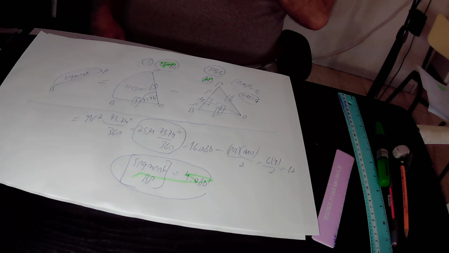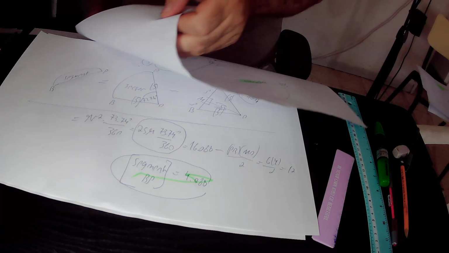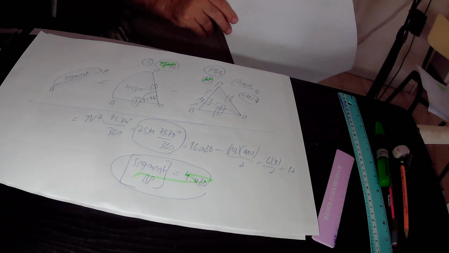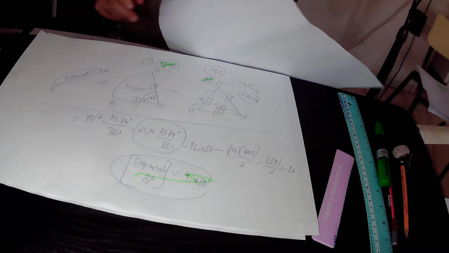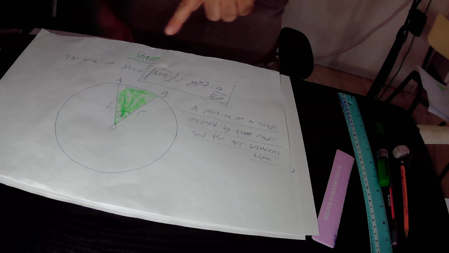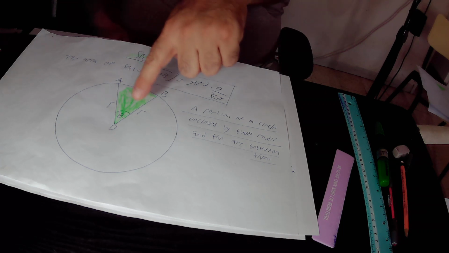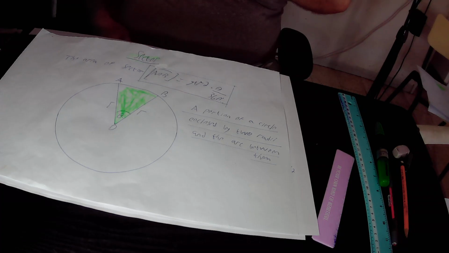So, what is a sector? A sector is a portion of a circle with two radii and the arc between them. And again, shape AOB is a sector. It is a portion of a circle with two radii and the arc AB that is between the two radii.